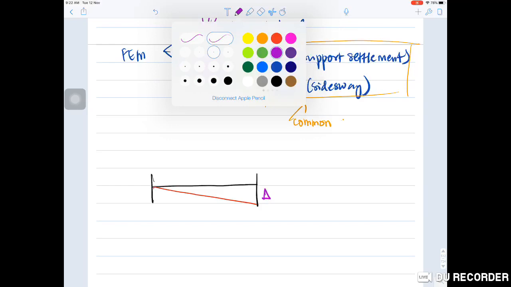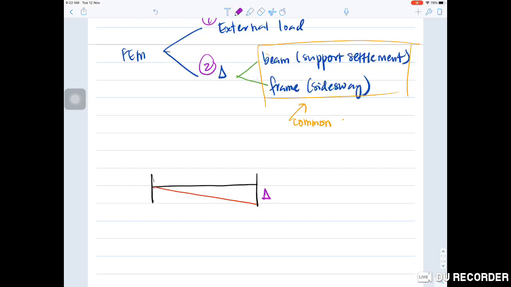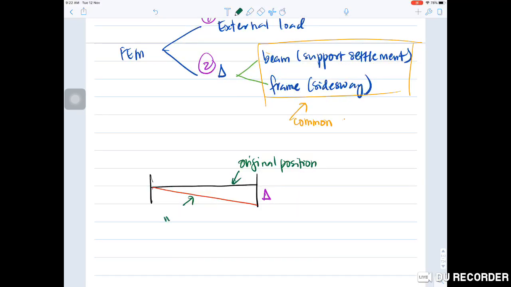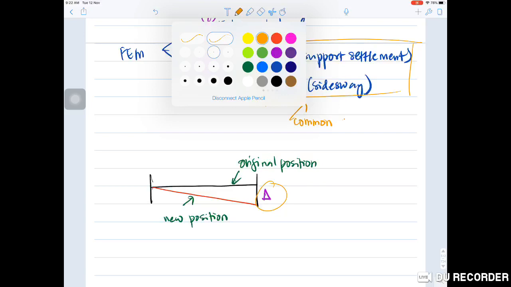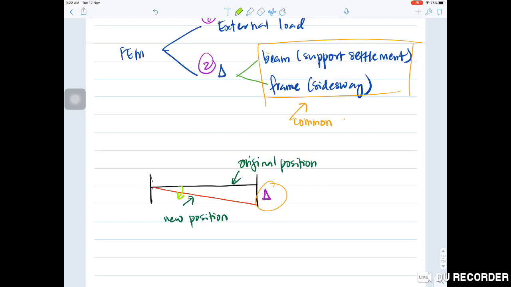Okay, so original is horizontal. This is original position, and this is new position. Due to delta, the beam is pushed to rotate clockwise. And this angle is called as chord rotation.